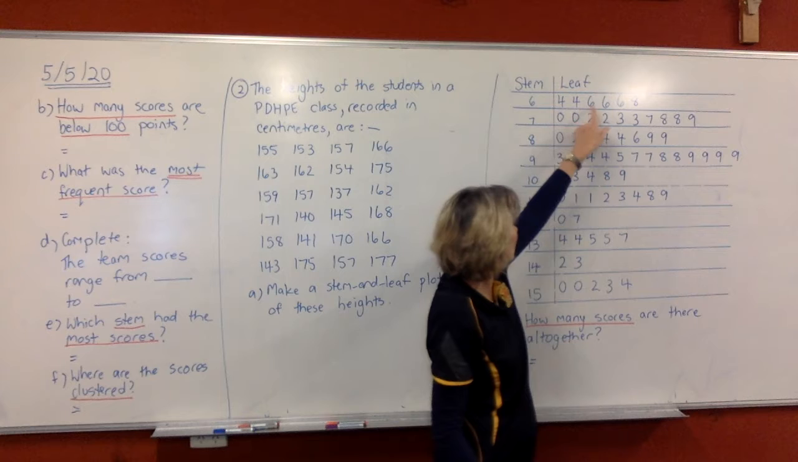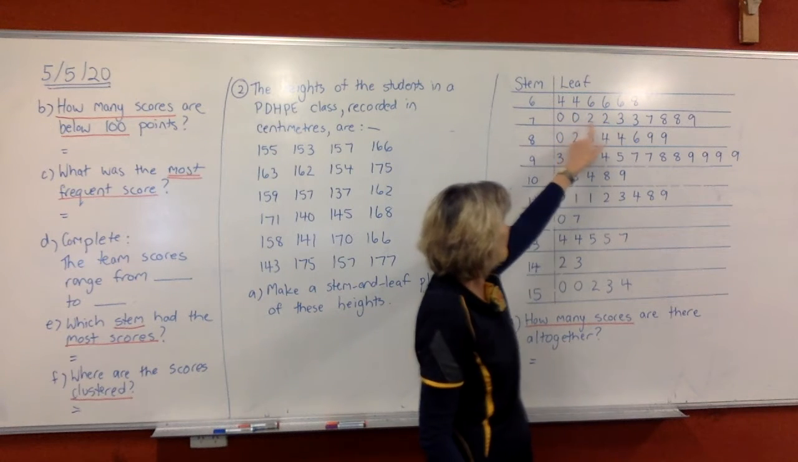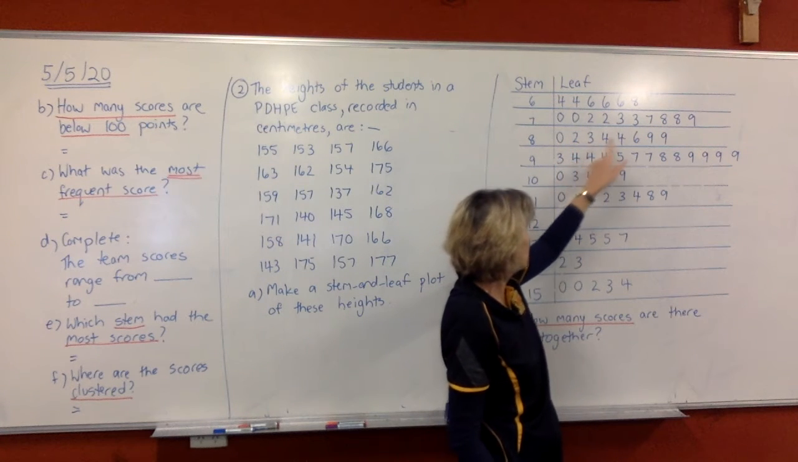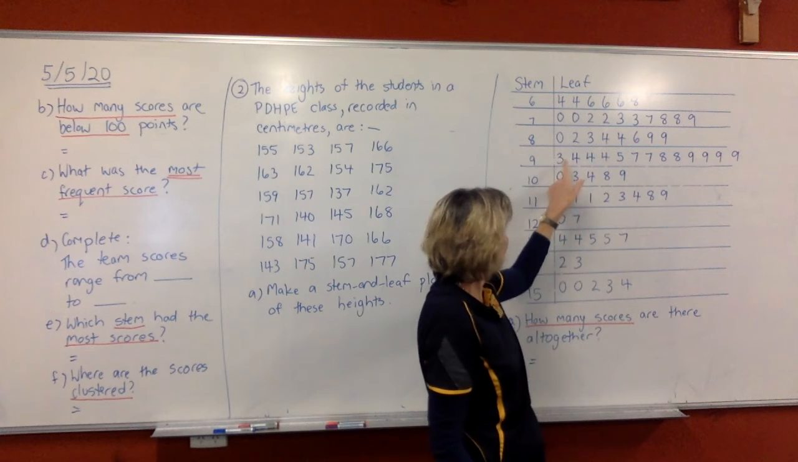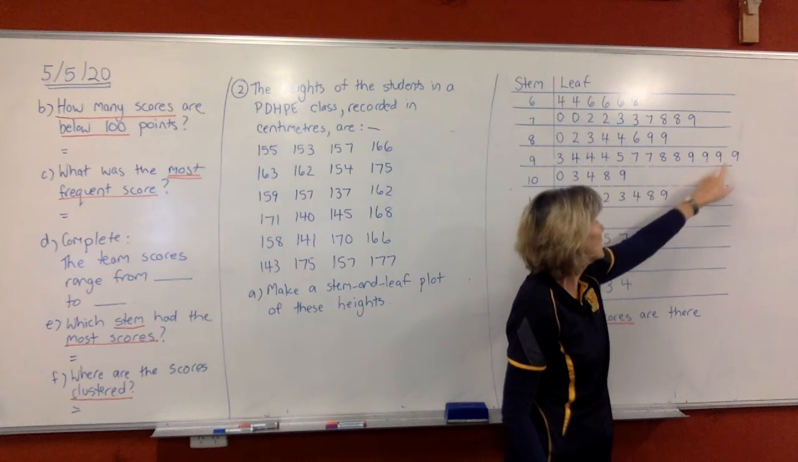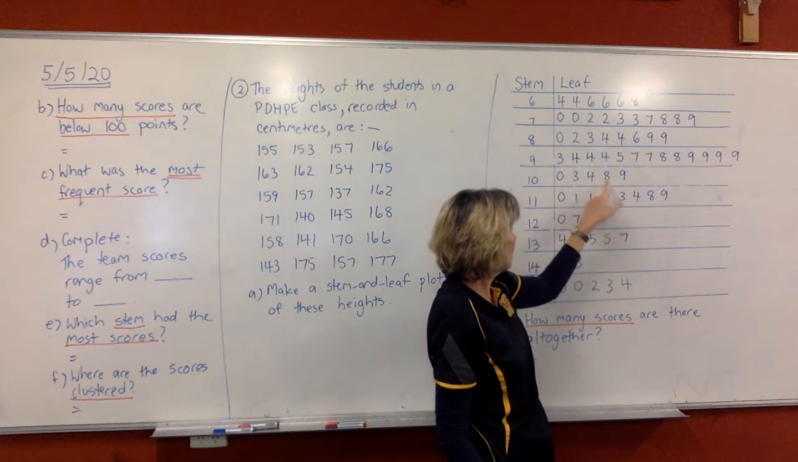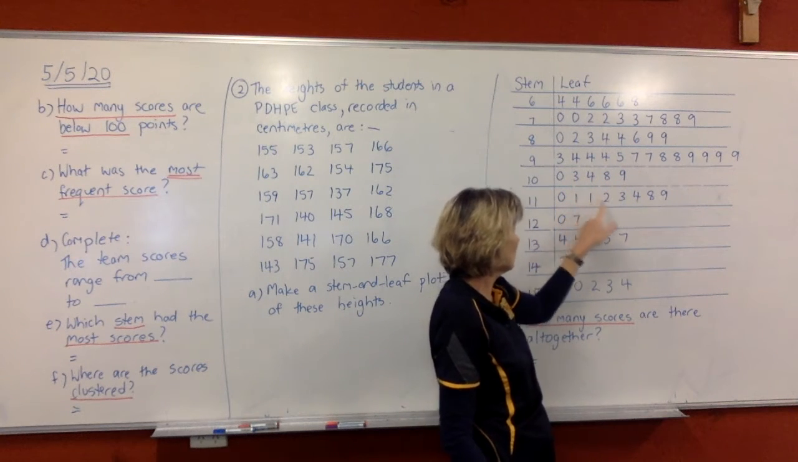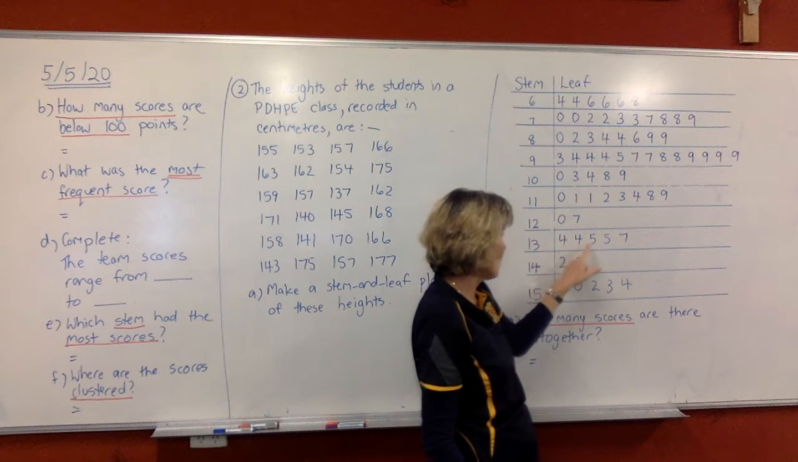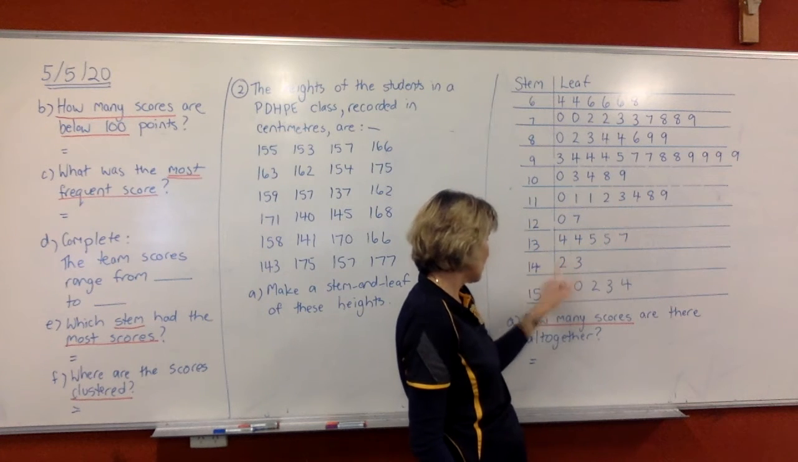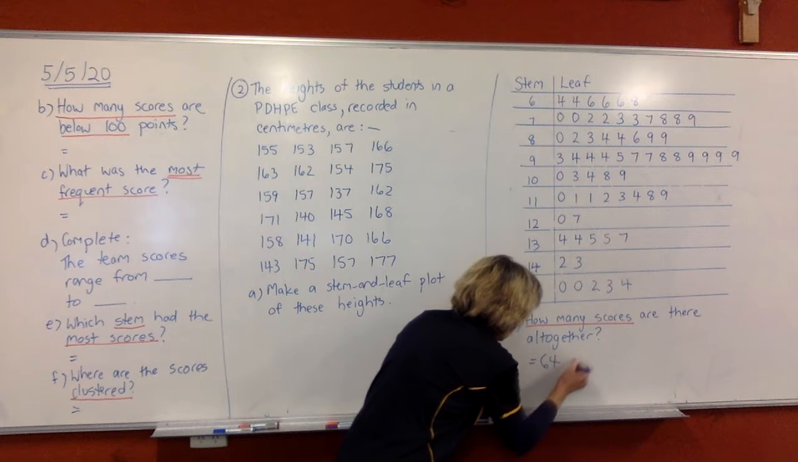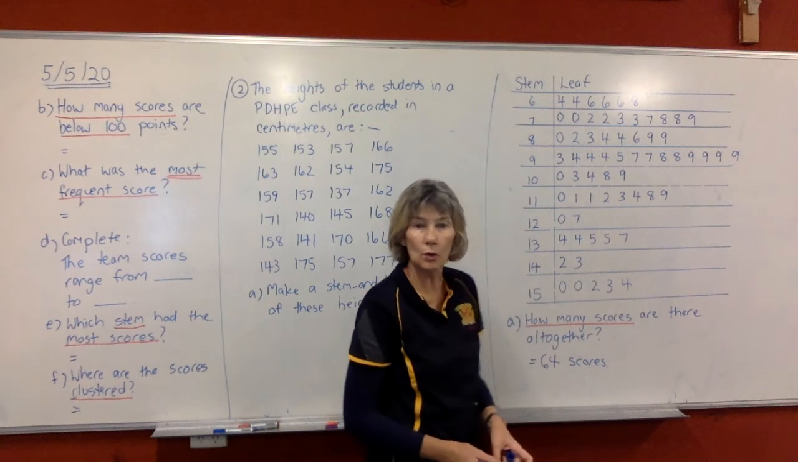So we've got 1, 2, 3, 4, 5, and so on, counting all the way up to 64. We have 64 scores altogether.